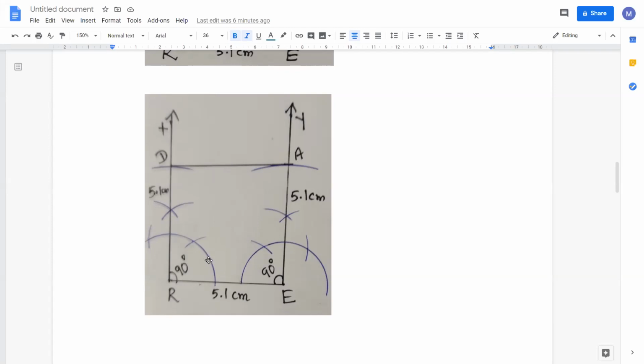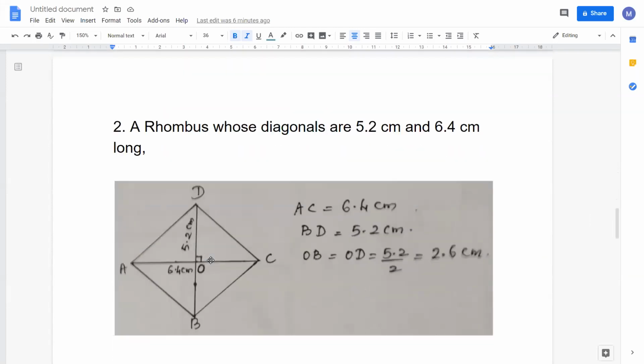Now one more question we are going to discuss today. That is a rhombus whose diagonals are 5.2 centimeter and 6.4 centimeter. We have drawn this type of questions in the last week. That is, a rhombus can be drawn with 2 diagonals. So here also 2 diagonals are given. Here the name of the rhombus is not given, so I have taken the name as A, B, C, D. Any name we can write. Now of the 2 diagonals, one diagonal AC I have taken as 6.4 centimeter, another diagonal BD taken as 5.2 centimeter.